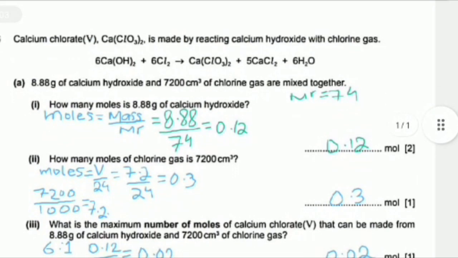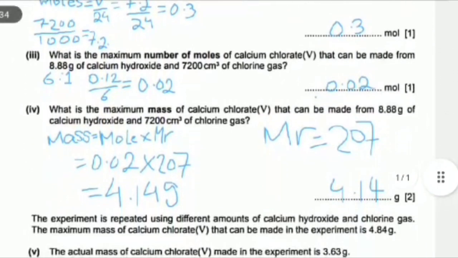Part 2 says how many moles of chlorine gas is 7200 cm³? Moles is equal to volume divided by 24. For this, first you have to convert the units. 7200 divided by 1000 gives 7.2 dm³. So you'll divide 7.2 by 24, which is equal to 0.3. You got 0.3 moles of chlorine gas.